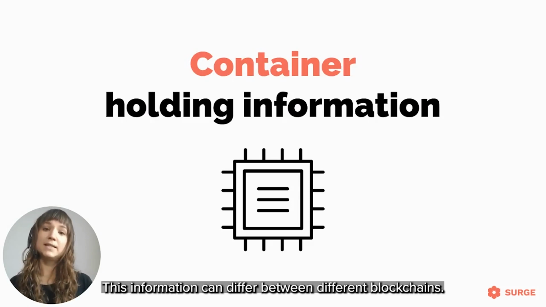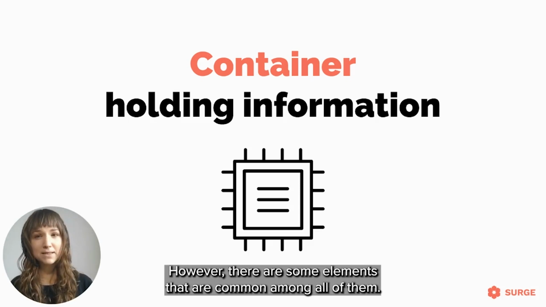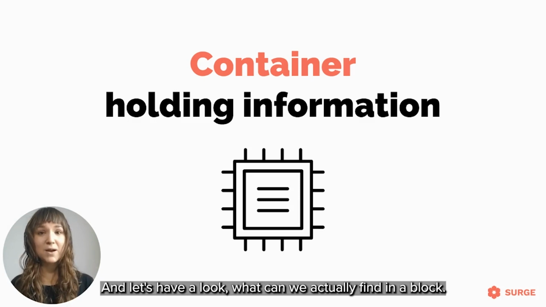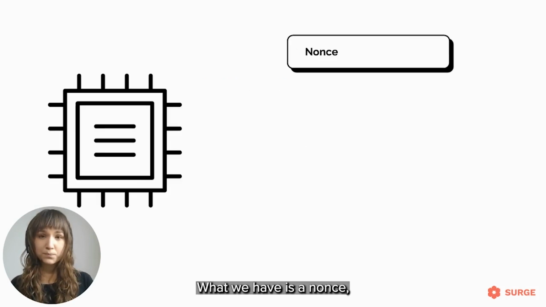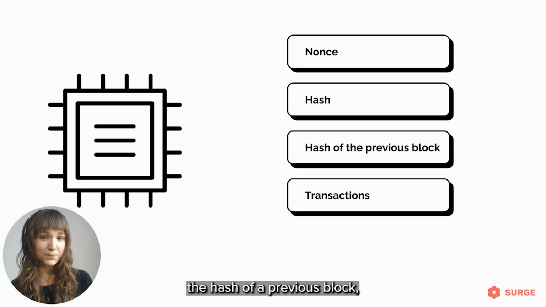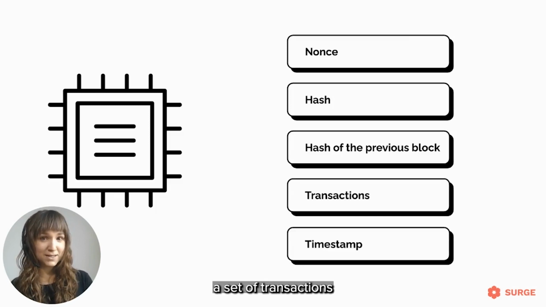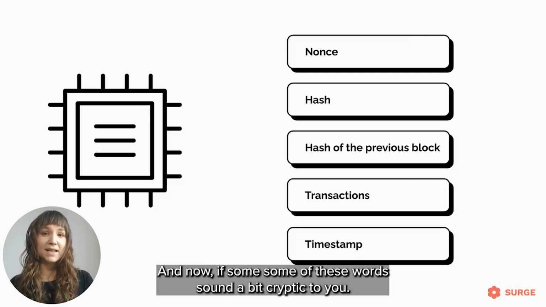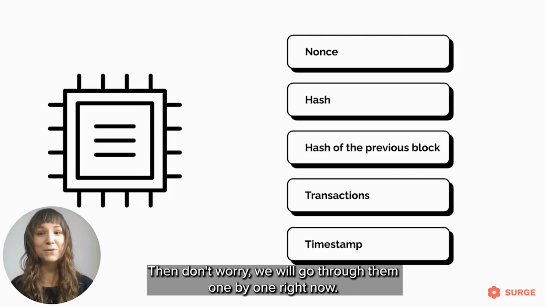This information can differ between different blockchains. However, there are some elements that are common among all of them. Let's have a look at what we can actually find in a block. What we have is a nonce, a hash, the hash of a previous block, a set of transactions, and a timestamp. If some of these words sound a bit cryptic to you, don't worry, we will go through them one by one right now.